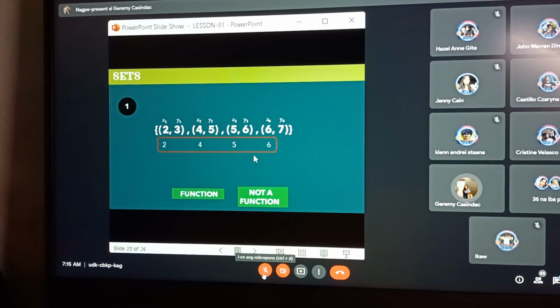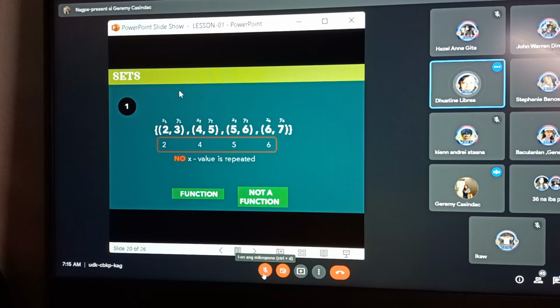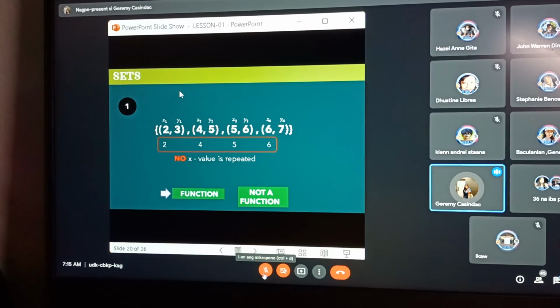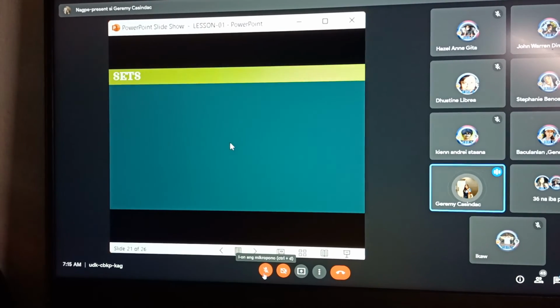Wala. Okay? So, therefore, no x value is repeated. So, ibig sabihin, it is a function or not a function? Function. Function, that's correct. So, therefore, our example number 1 is a function. Yun lang naman yung palagi natin titingnan when it comes to set: our x value or our domain. Okay, next, how about number 2?